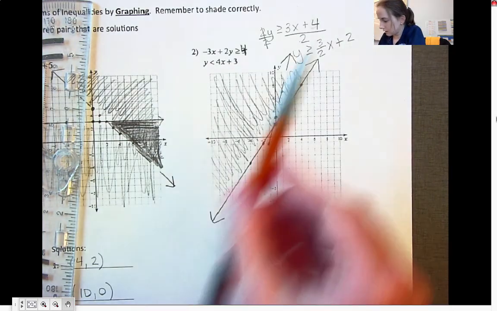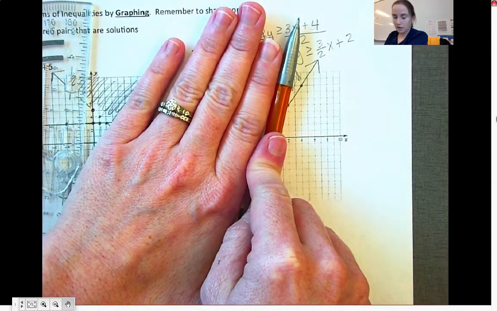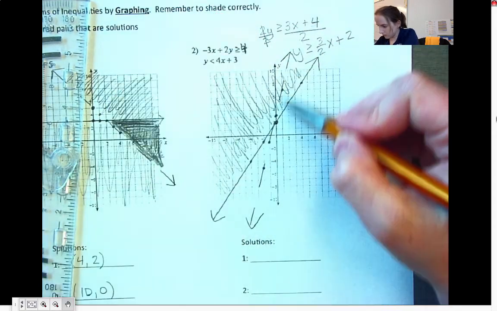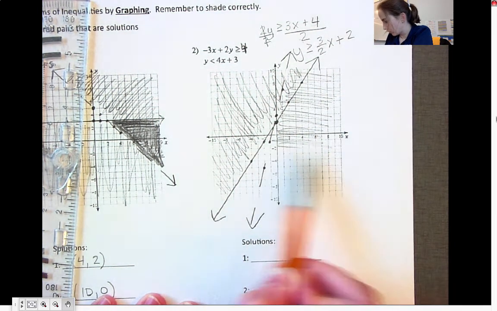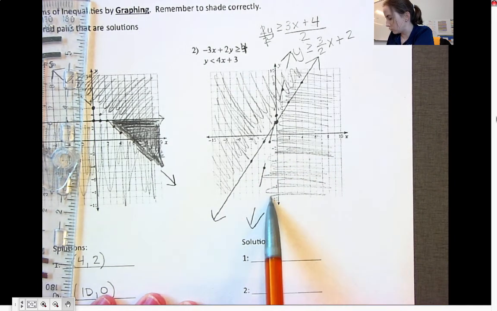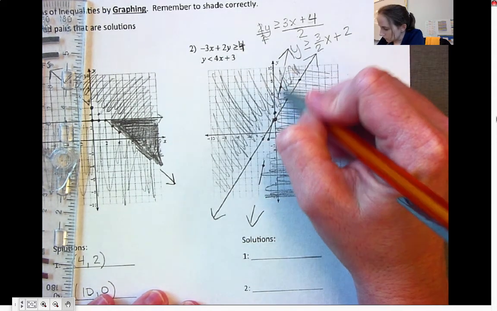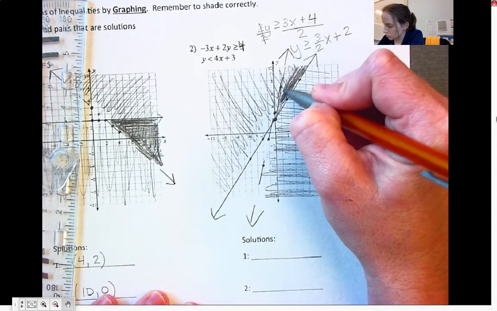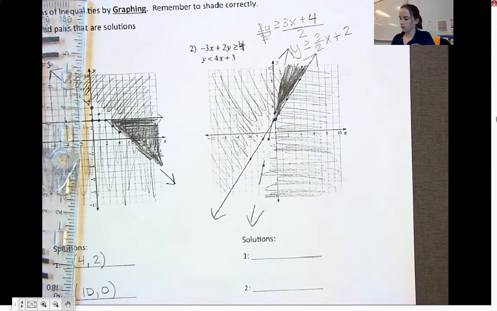Remember, two sides of the line. This side does not have the shading because we don't want to shade that side, and then this side. So you need to shade all along this line beneath it. Be careful because there's two lines going on, so you need to make sure that you shade the correct one. Now, the overlap is in this area right here. That's where we need to darken it up to show whoever's grading your papers that you know where you're talking about.